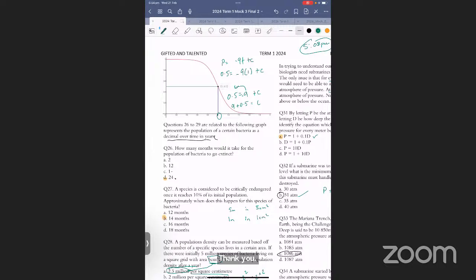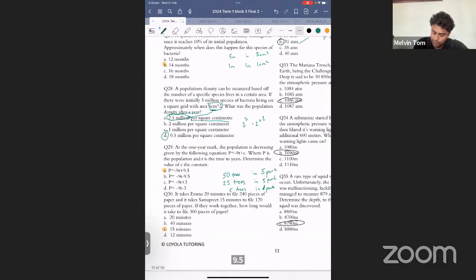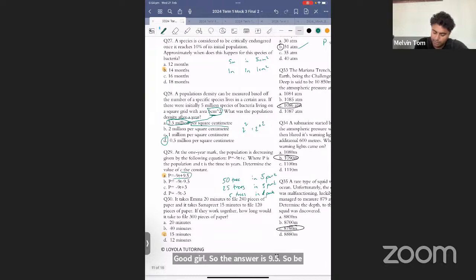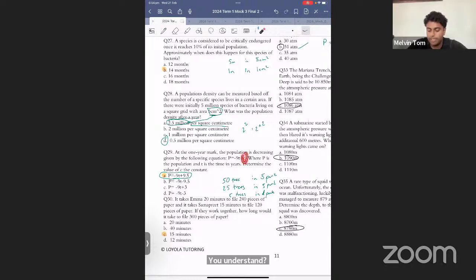What's 9 plus 0.5? 9.5. Good girl. So the answer is 9.5. So the equation is -9 plus 9.5 is equal to P. You understand? What I don't get is what is Z supposed to mean? Like what's the constant? The constant, right?